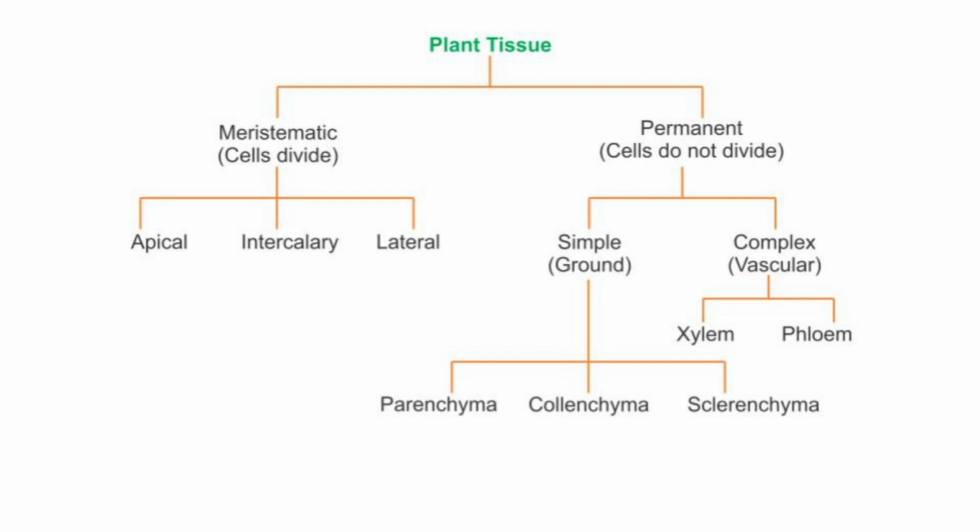Under plant tissues, we will study two major types of tissues: meristematic and permanent tissues. We will study three types of meristematic tissues regarding their location and function in plants. Permanent tissues are broadly classified into two types: simple permanent tissues and complex permanent tissues. In simple permanent tissues, we will study parenchyma, collenchyma, and sclerenchyma. In complex permanent tissues, we will study xylem and phloem. Pause this video and draw this flowchart in your notebook.